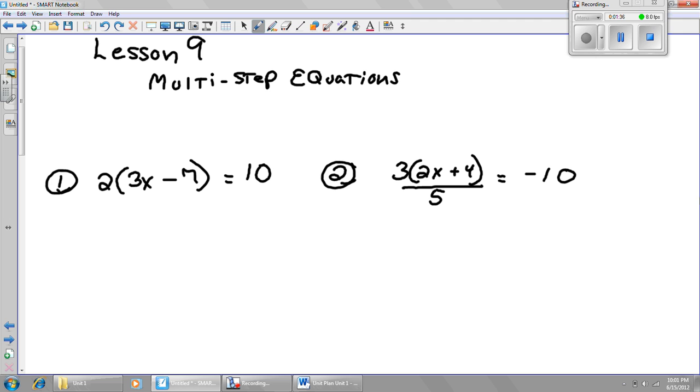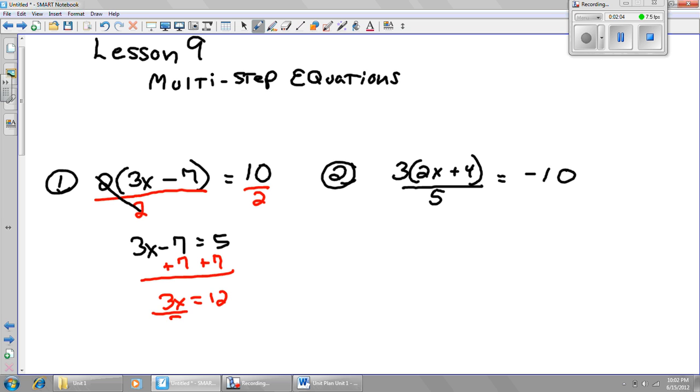Instead of distributing, I could, if I chose to, get rid of this 2. Well, how is this 2 attached to the quantity? By multiplication. So therefore, I could divide both sides by 2. And if I do that, the 2's cancel, I end up with 3x minus 7 equals 5, and there's a 2-step equation. I could add 7 to each side because Saddam told me to. 3x will equal 12, divide by 3, and x will equal 4. And there's the same exact answer. I don't necessarily prefer one way over the other. I guess it depends on the situation. So you can pick the way that might be better for you.